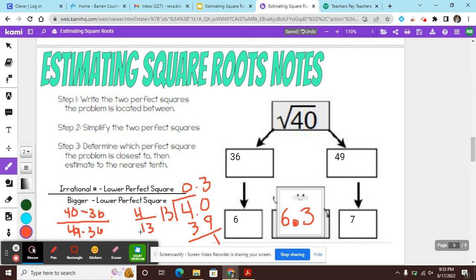But go ahead. I want you to do the next two on your own, and I'll put the answers up there to show you what the correct ones are.